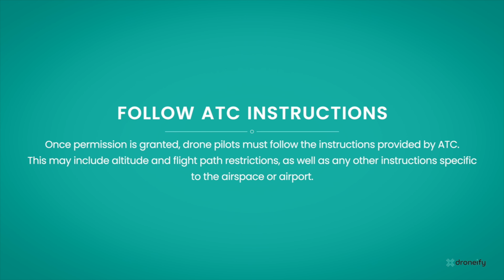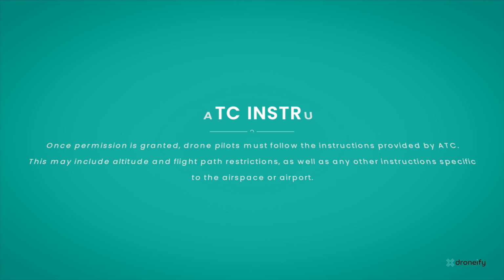Follow ATC instructions. Once permission is granted, drone pilots must follow the instructions provided by ATC. This may include altitude and flight path restrictions, as well as any other instructions specific to the airspace or airport.